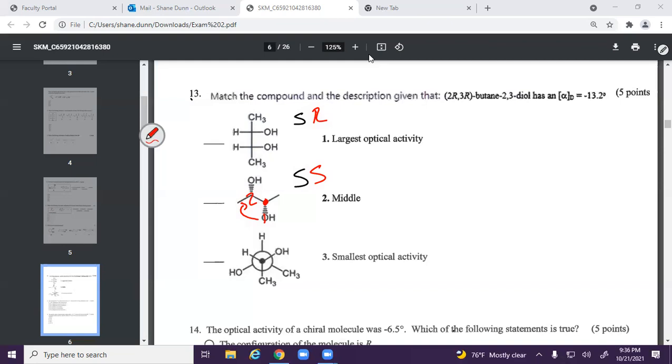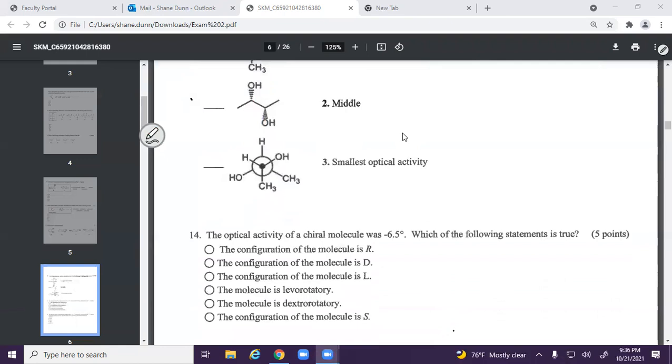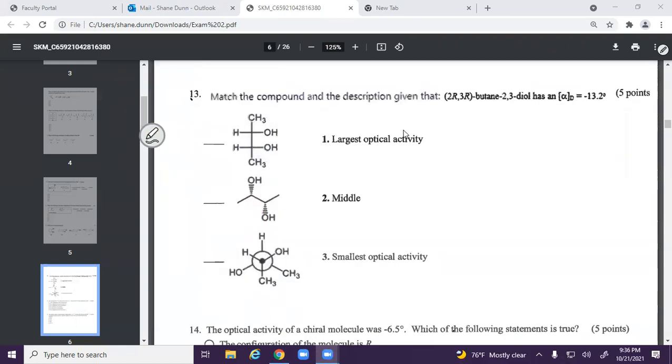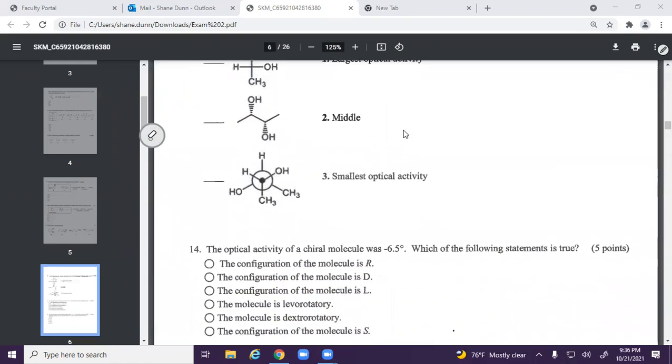Wait, what? His key's wrong. We're going to skip this. It's not going to be on the test. Optical activity usually is not heavily tested. Hopefully he goes over it. If not, I'll make a video on it later. Because it's 9:36 and the computer shuts off at 10. I don't have time to go over all this stuff.